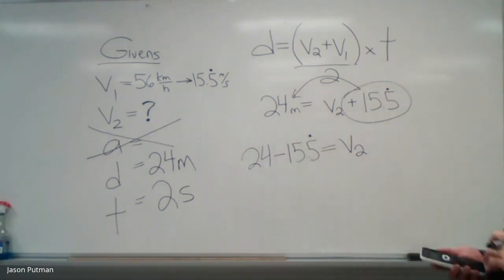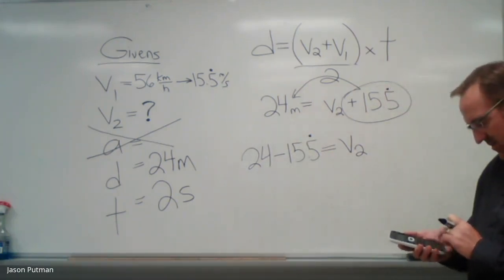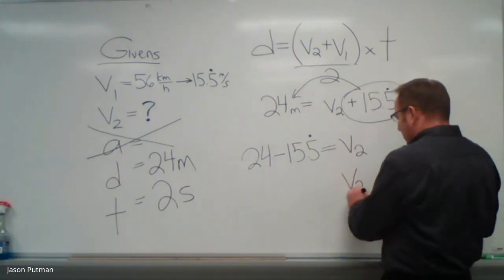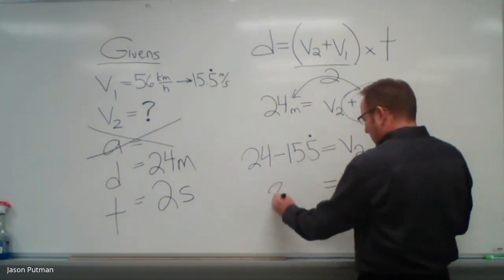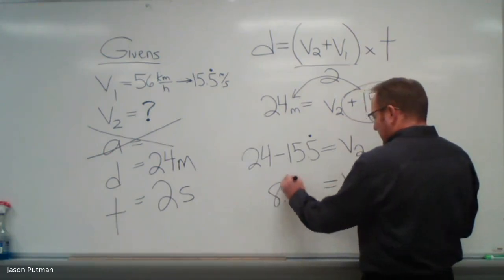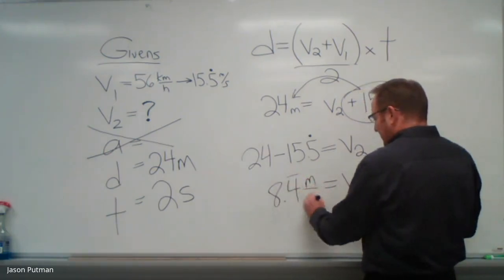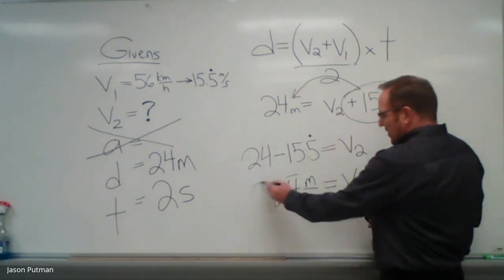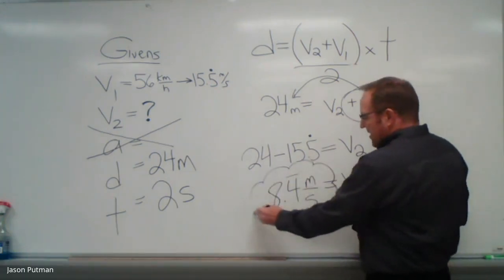So what's that on a calculator? 24 minus 15.5. So you get a final speed of 8.4 meters per second repeating. I don't know if that's right, but if you think about it, it's at least not wrong.